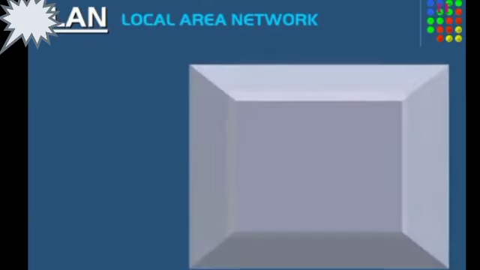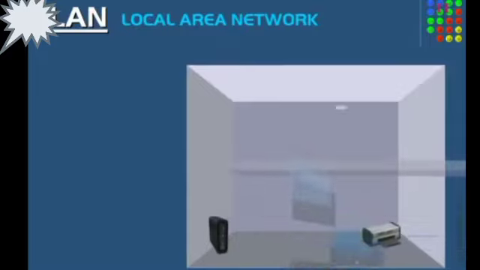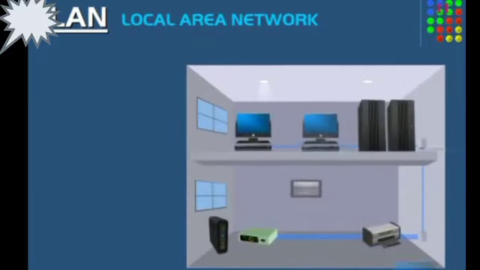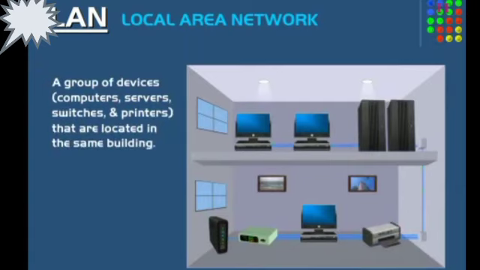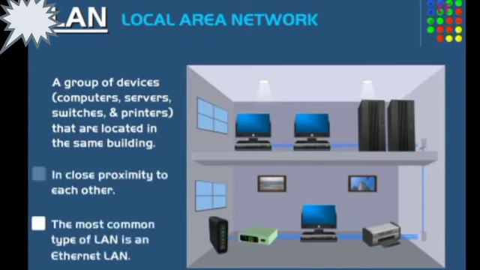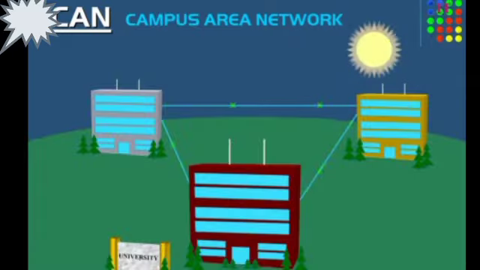The next one is local area network or LAN. You can see in this picture many computers and devices are connected, right? A group of devices including computers, servers, switches and printers that are located in the same building are connected. That is a main point: in close proximity to each other. The most common type of LAN is Ethernet LAN. So it is used within the same building.